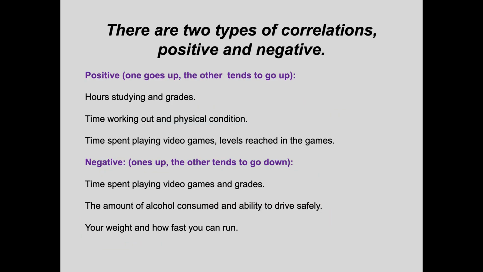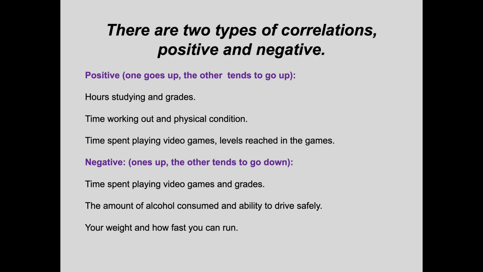All right, there are two types of correlations, both positive and negative. With positive correlation, as one goes up, the other tends to go up. For example, your hours studying and your grades. Generally speaking, the more studying you do, the higher grades you'll get. Time working out and physical condition. If you work out more, you tend to be in better shape. Time spent playing video games and the levels reached in those games. Generally speaking, the more video games you play, the higher levels you tend to reach, and for that matter, the quicker you tend to reach them.